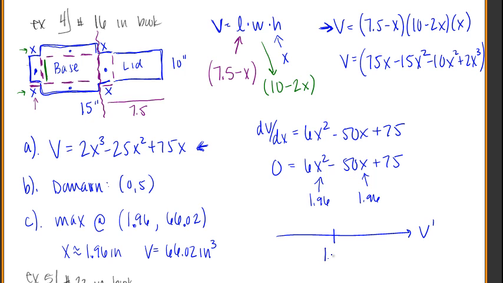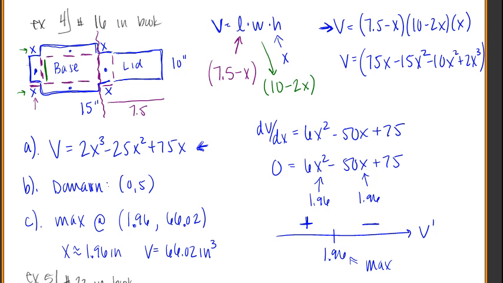If we test the number to the right and to the left, an easy number to test would be 0, because it would wipe away those two portions, and I get 75, which is positive. And if I test to the right, just anything over there, plugging it in, I will get negative. So going from increasing to decreasing, that shows that value right there for sure is a max. So when you cut away an x value of 1.96, you're maximizing your volume for that box.